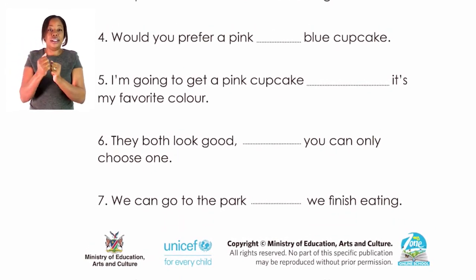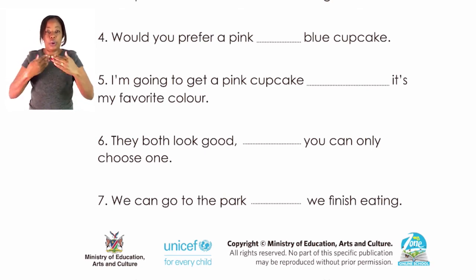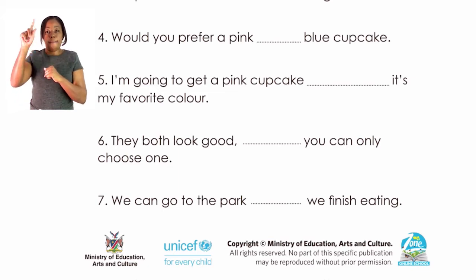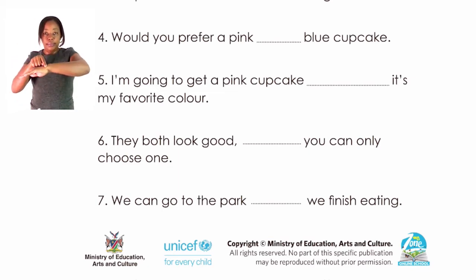Number 5, I'm going to get a pink cupcake. It's my favorite color. Number 6, they both look good. You can only choose one. Number 7, the last one, we can go to the park. We finish eating. Which conjunction do you think will best fit the statements?